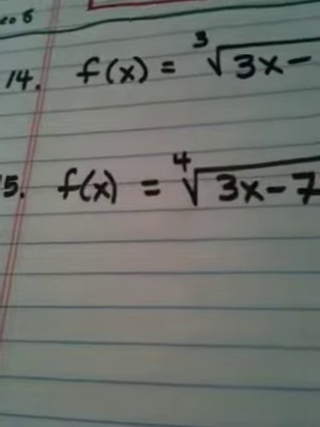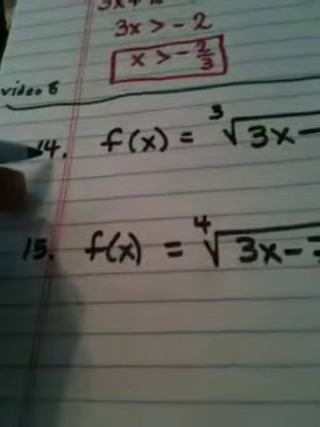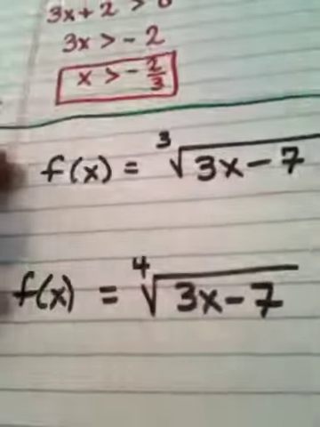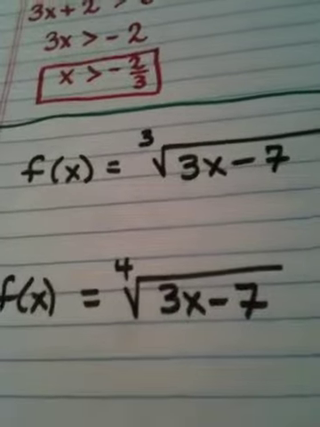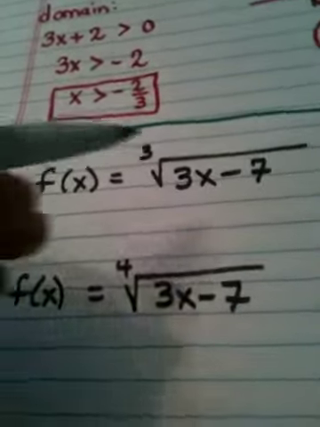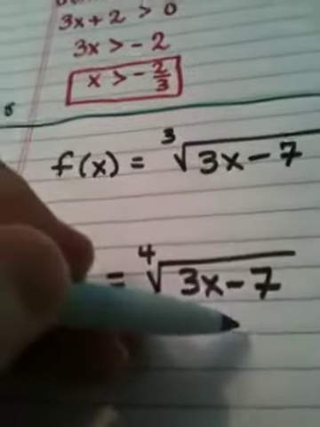Okay, ladies and gentlemen, continuing on here with our B1 supplement, questions 14 and 15, I'm putting on one video for this reason. Again, same thing we've been asking ourselves all along with these functions: what is the domain? But watch the huge difference in how I do these two problems, because the 3x minus 7 under the radical is the same in both.